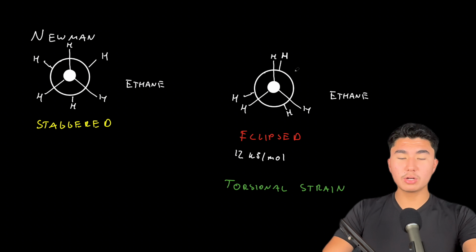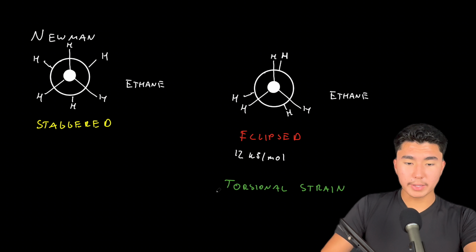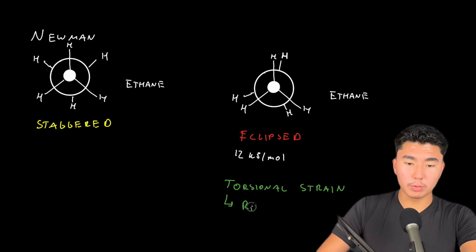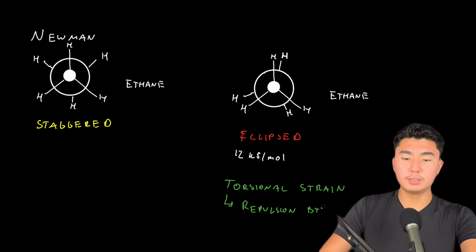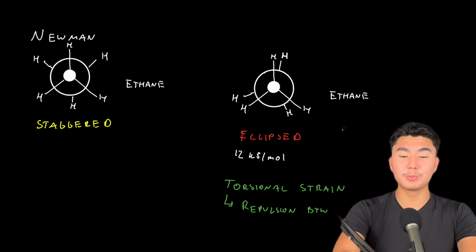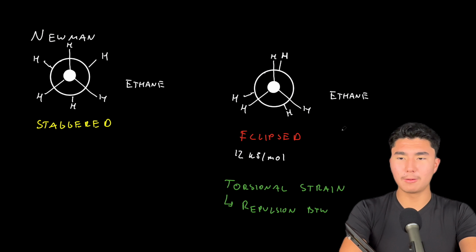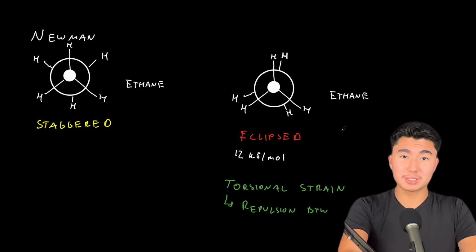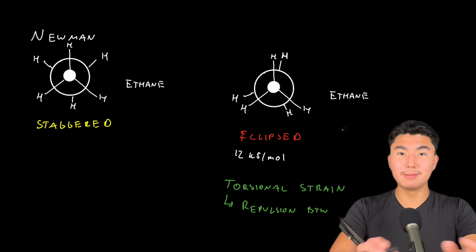So that is going to be torsional strain, and for those of you that want to write this as notes, I'll write it over here. So torsional strain is going to be repulsion between, I'll just put BTW. Hopefully you understand that in this scenario, BTW doesn't mean by the way, it means between.